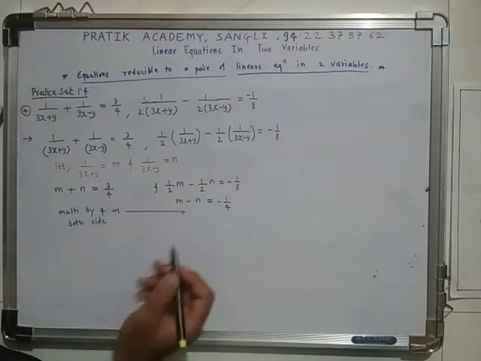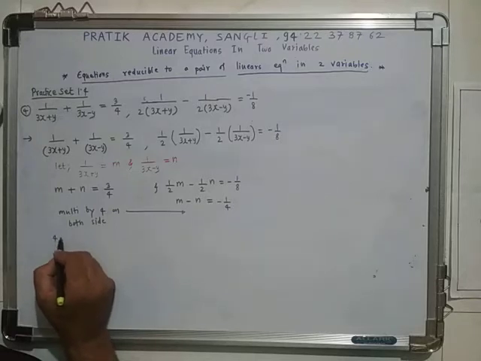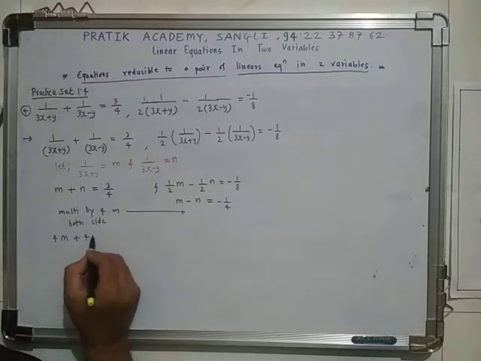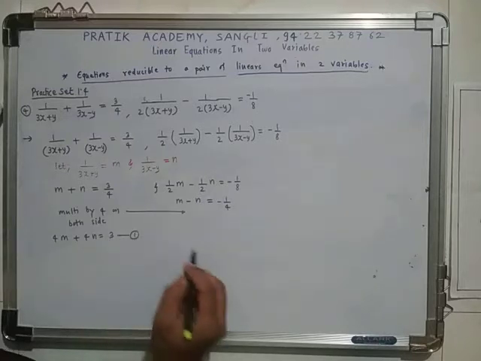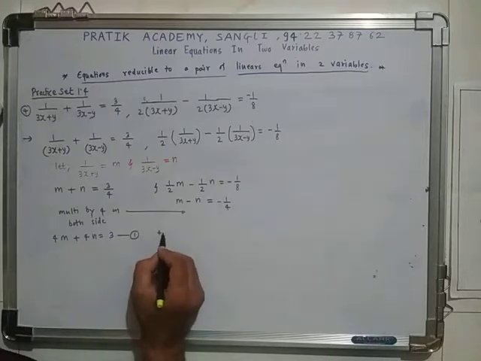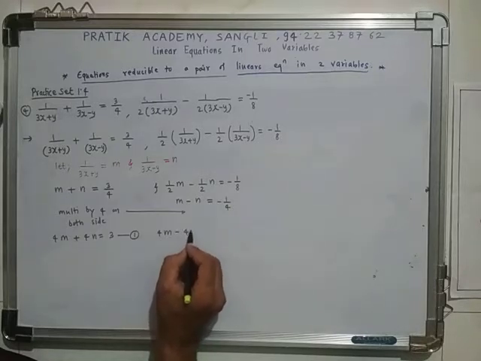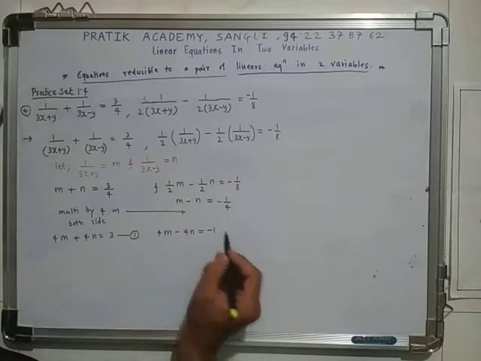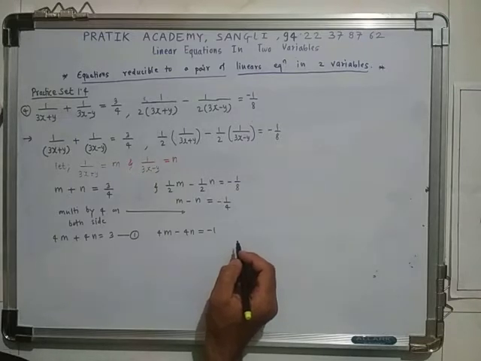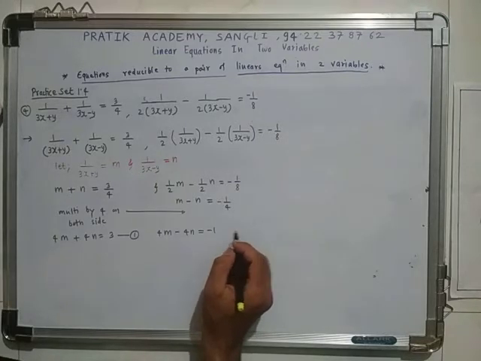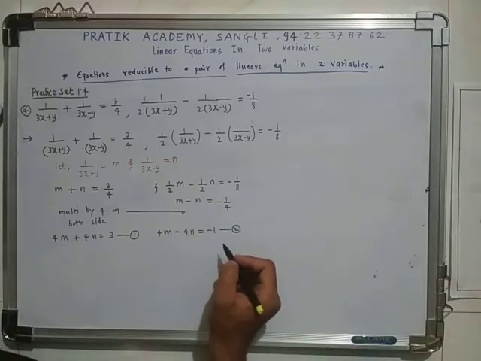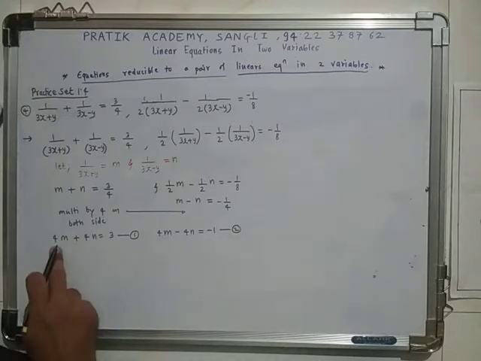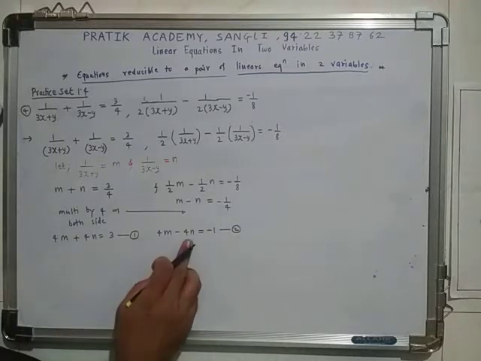Here also the same. So what will happen? 4m plus 4n is equal to 3. Call this equation 1. Here after multiplication, 4m minus 4n is equal to minus 1. This is equation number 2. Here we have 4m, 4m, and 4n, minus 4n.